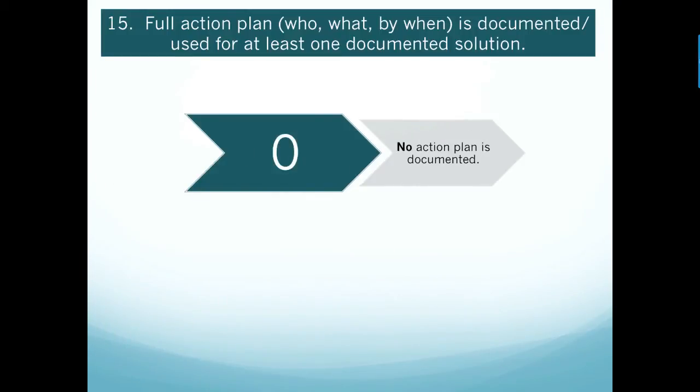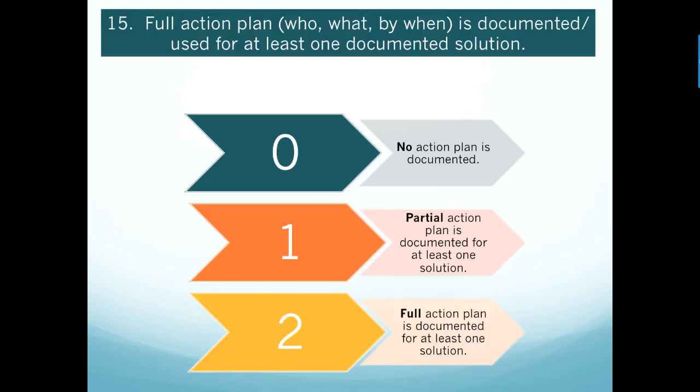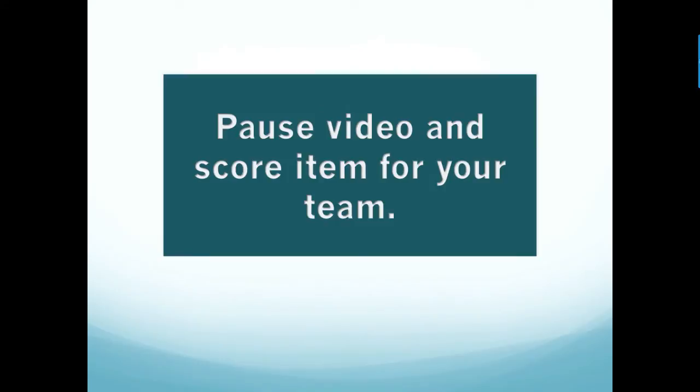Score 0 is going to reflect that no action plan is documented. A score of 1 says the partial plan is documented for at least one solution. And a score of 2 is that a full action plan, the who, what, and by when, is documented for at least one solution. Go ahead and pause the video now again and score this item.